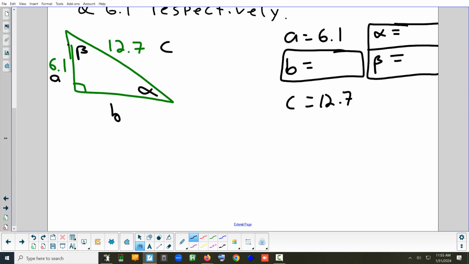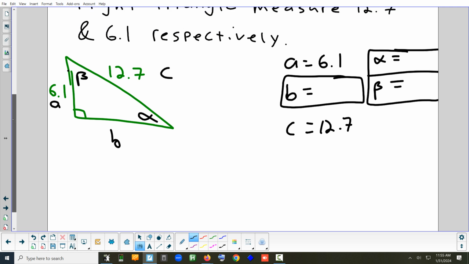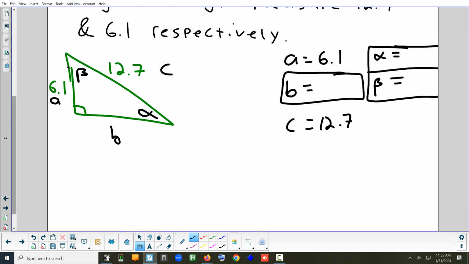How could we find B using something we've talked about before? And I'm okay with you using it this time. Why am I okay with it now, but I wasn't before? Because you have two givens. Right. I'm not plugging anything in that I solved for. When I use the Pythagorean theorem to find B, all of it is given.